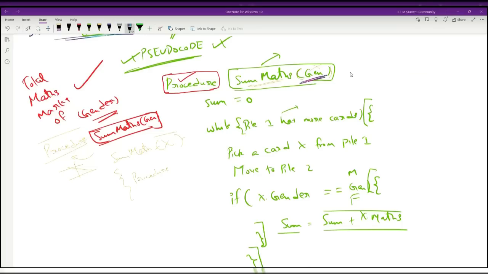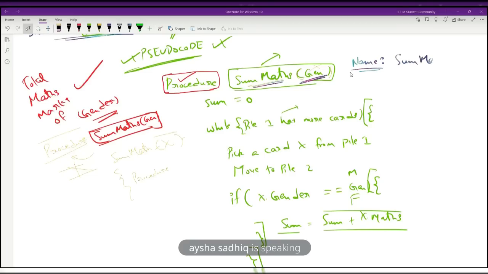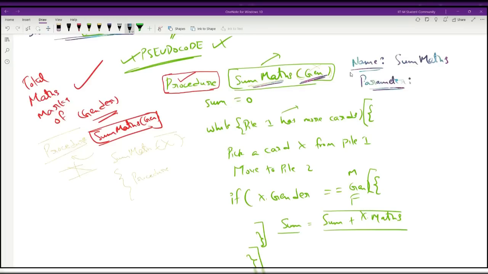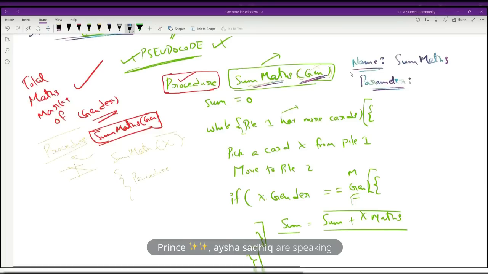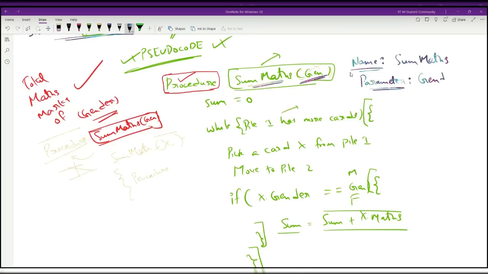Let me erase this. Now from this, we have defined a procedure with a name. What is the name of the procedure? I need everyone to respond. Yes, that is the name of the procedure. What is the parameter here? Gender. Everybody, not one or two, everyone. Gender, sir. Yes, the parameter is gender, which could be either a male or a female.